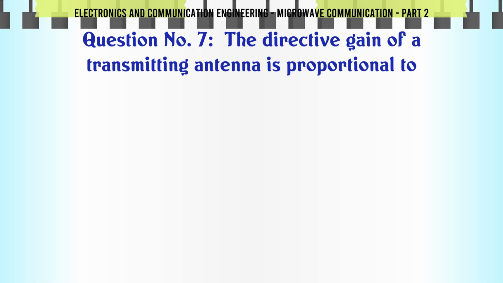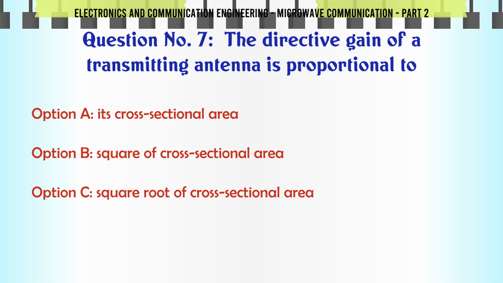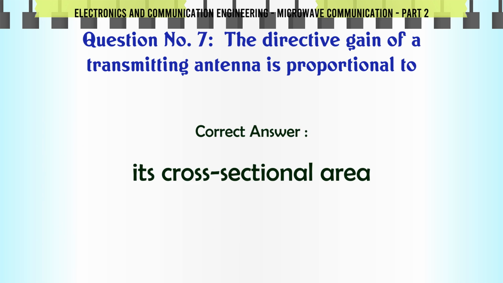The directive gain of a transmitting antenna is proportional to A: its cross-sectional area. B: square of cross-sectional area. C: square root of cross-sectional area. D: cube root of cross-sectional area. The correct answer is its cross-sectional area.